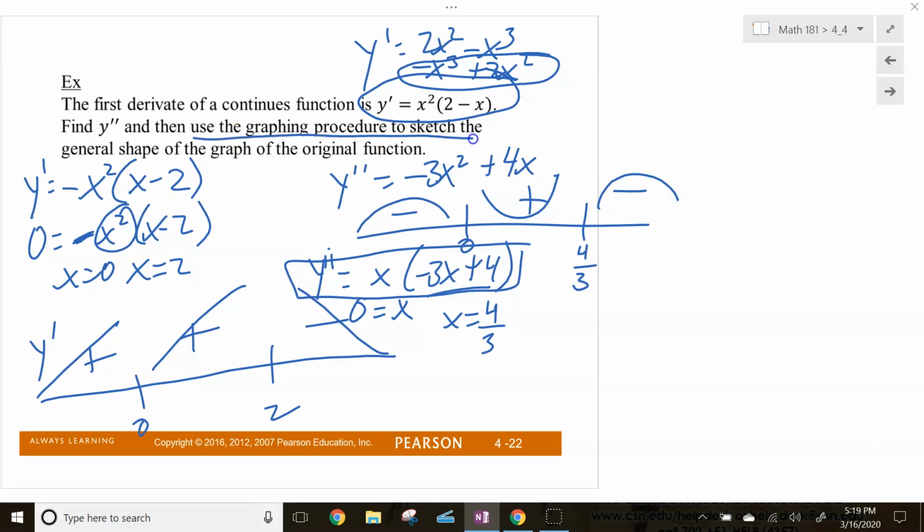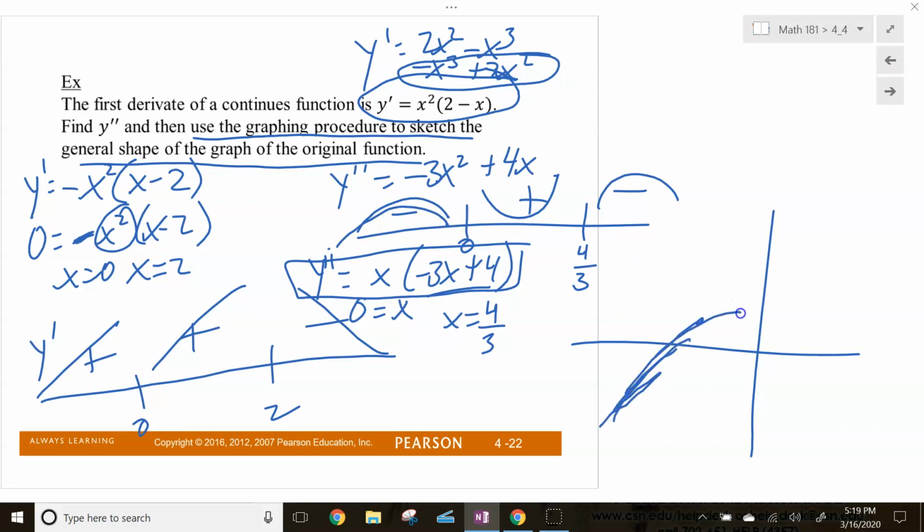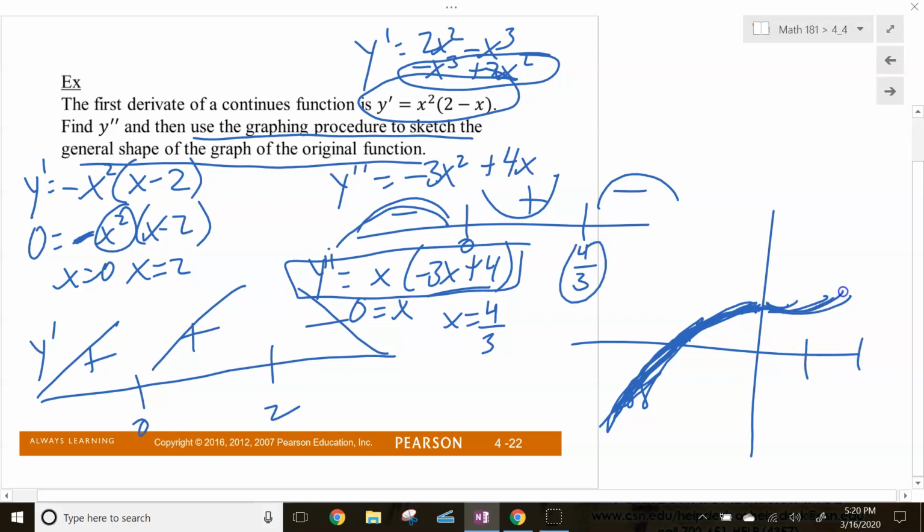And again, it says use the graphing procedure to sketch the general shape of the graph of the original function. We don't know exactly what it looks like, but we do know it increases until 0, and then it increases again. So it increases, and we're concave down until 0. So we're concave down, but we're increasing. Okay, so we got some concave down but increasing going on there. We increase again, but we got to switch to concave up until 4/3.